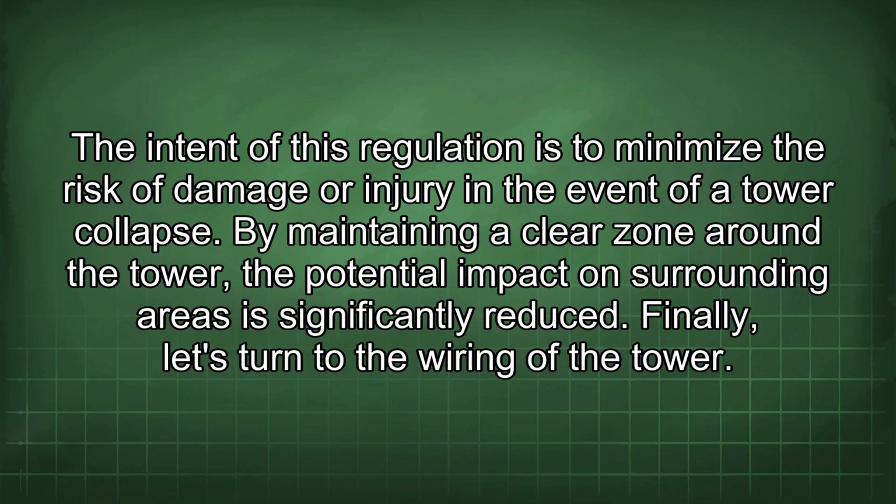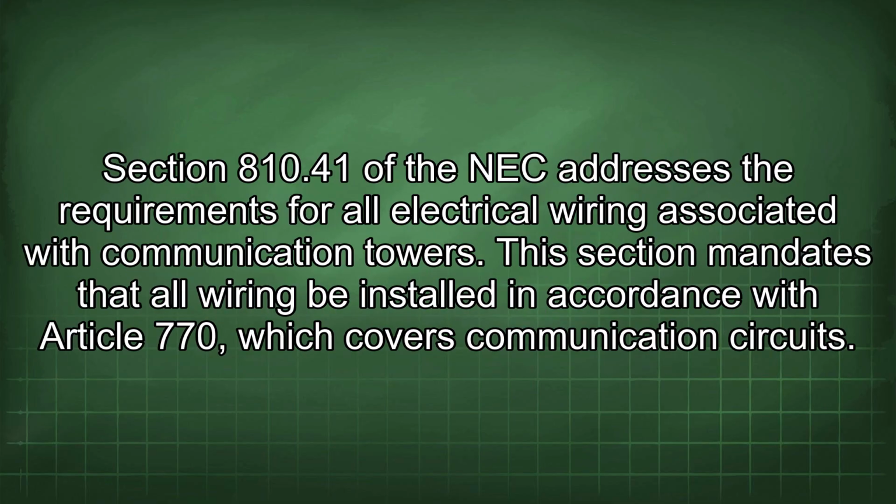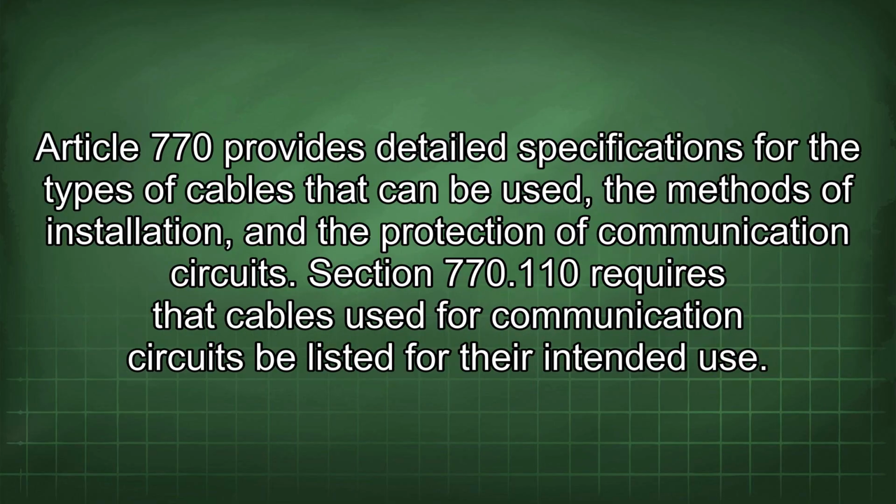Finally, let's turn to the wiring of the tower. Section 810.41 of the NEC addresses the requirements for all electrical wiring associated with communication towers. This section mandates that all wiring be installed in accordance with Article 770, which covers communication circuits. Article 770 provides detailed specifications for the types of cables that can be used, the methods of installation, and the protection of communication circuits.